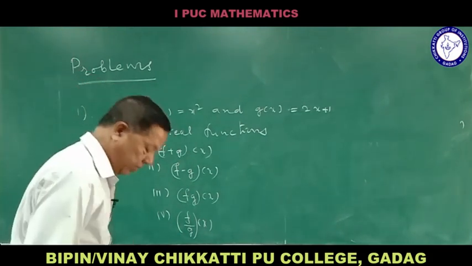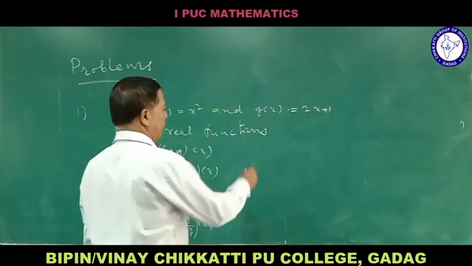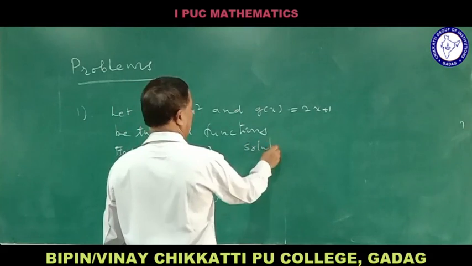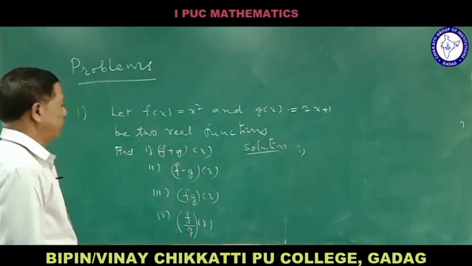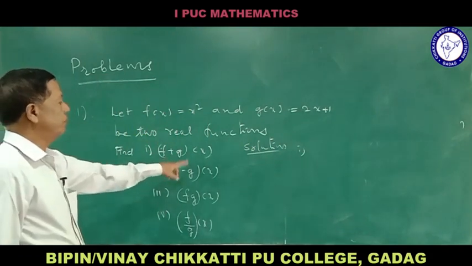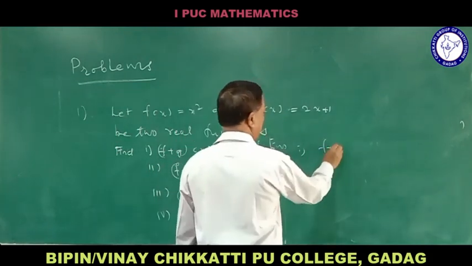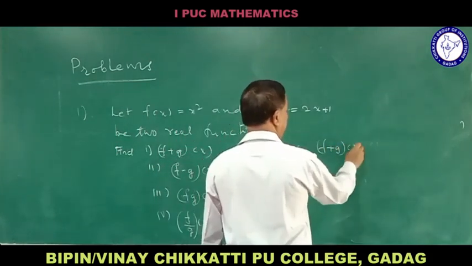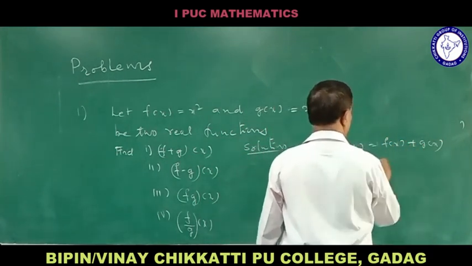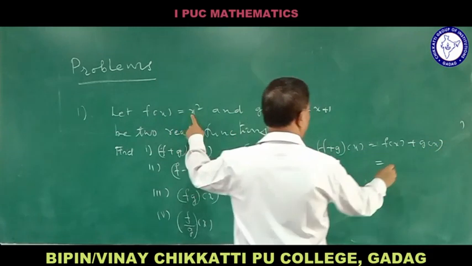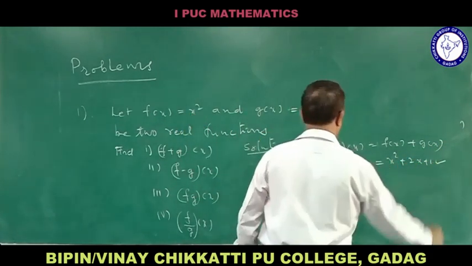In the last class we discussed operations on functions. So using those operations we can go for solving this. f plus g of x, the formula says f of x plus g of x. What is f of x? x square. What is g of x? 2x plus 1. Yes, this is the answer.